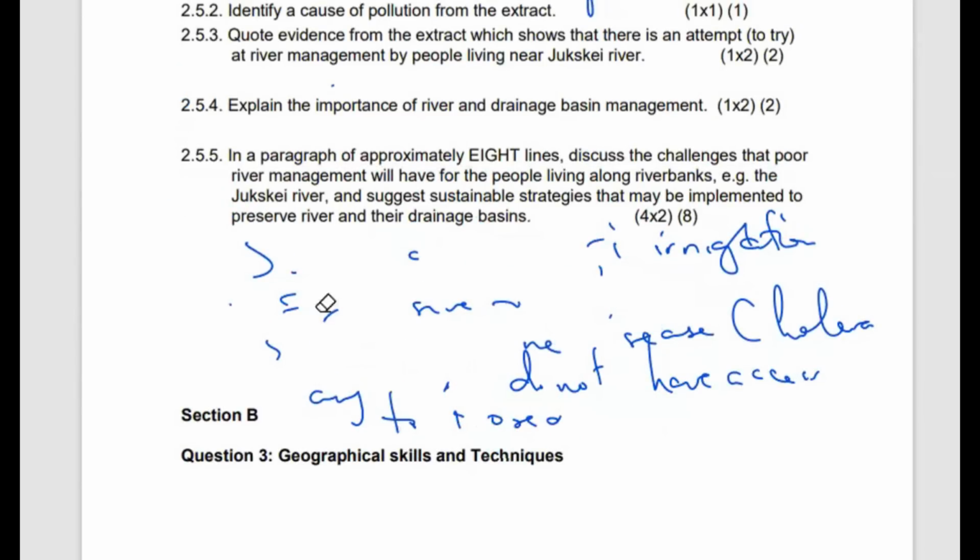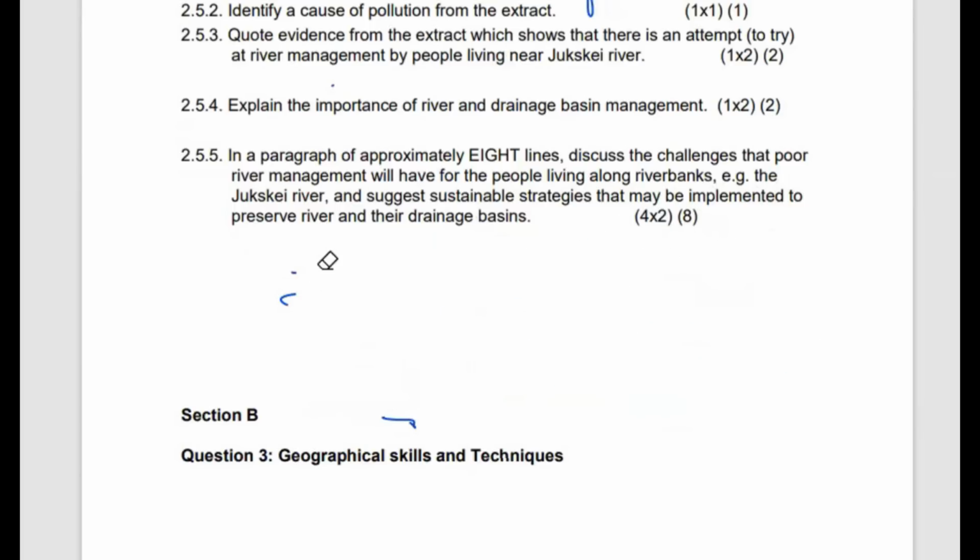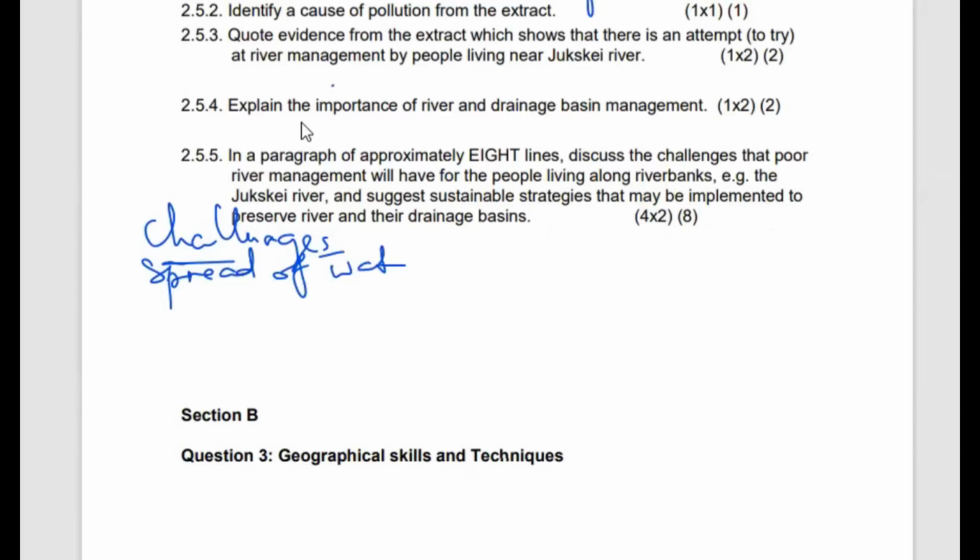Right, if we look at that question, we are trying to analyze the challenges that are typically faced by people who stay along the rivers which are being polluted. What challenges do they face, and what can we do as management strategies to try and deal with the problem? So let's start with the challenges. The challenges that people face who stay along the rivers: we talk of spread of diseases, spread of waterborne diseases. They are prone to the spread of waterborne diseases because they are staying close to the rivers.